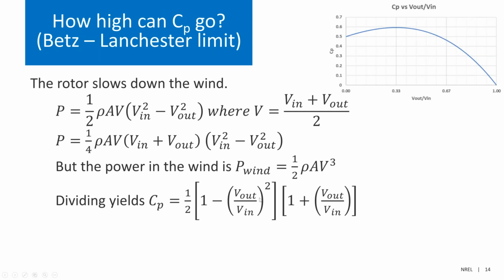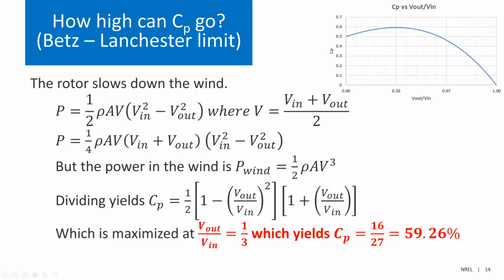Now, you can take the derivative if you want to and solve for when it's 0 and get the peak. But you can also look on this plot and see that the peak occurs at 1/3. When V out over V in is 1/3, you'll get your optimal C sub P. And if you substitute 1/3 into this equation, you'll get that C sub P is 16/27, or 59.26%. This is the ultimate limit for a wind turbine that's extracting kinetic energy from the wind in this way.